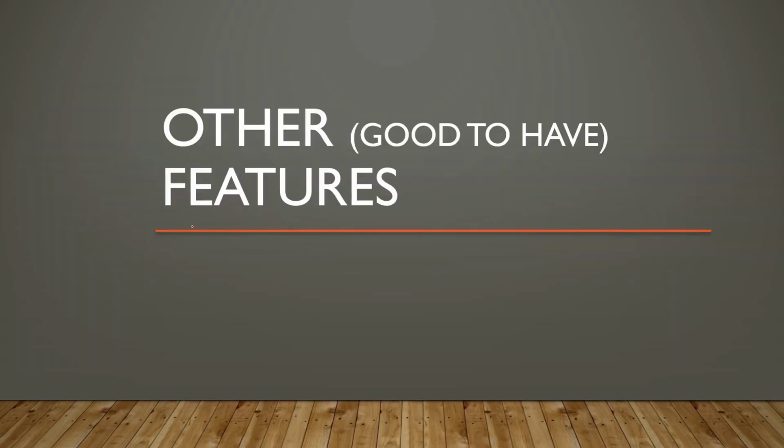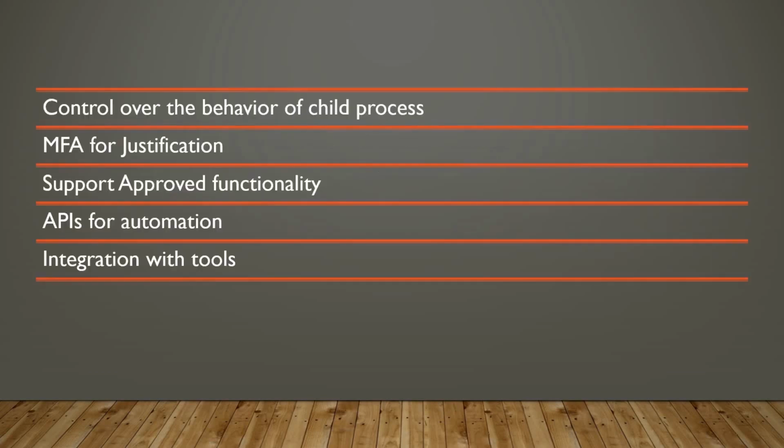Okay, now let's take a look over some good-to-have features that are not there in EPM as of now, but it would be good if Microsoft releases them down the line. First is control over the behavior of child processes. For example, right now, let's say that command prompt is exempted or whitelisted. Now the end user is able to run command prompt as an admin.